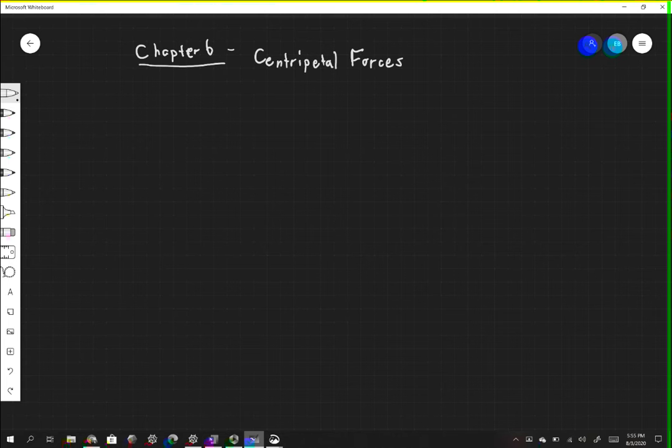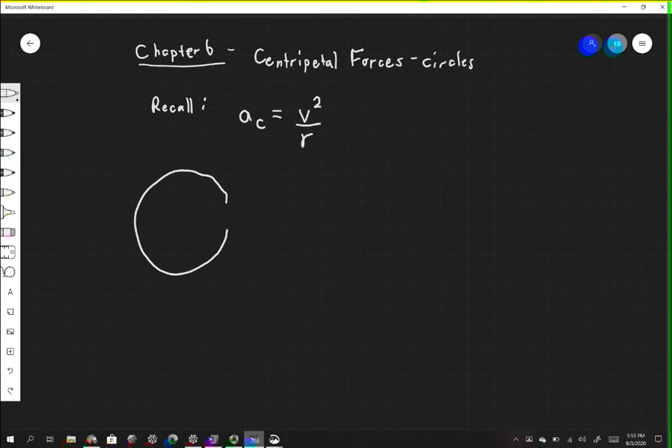So another useful category of forces are centripetal forces, and these are basically just forces moving in circles. We've had some experience with these already. Recall from previous chapters, we know about kinematics, we know about things moving in circles. They have some centripetal acceleration that's equal to v squared divided by r.